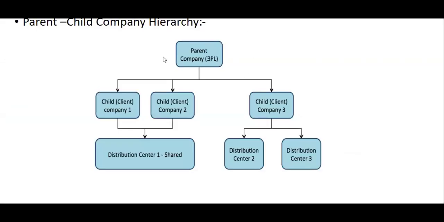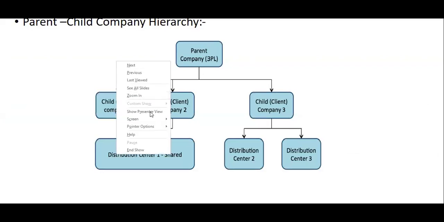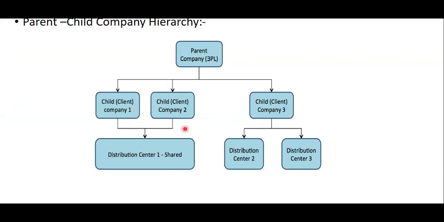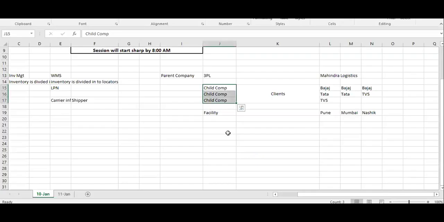Initially we will get our instance with one parent company and one facility. Then we will create child companies. These are my clients. And wherever I have my warehouses or distribution centers or stores, we will create facilities. Okay, so there are three types of facilities we have.